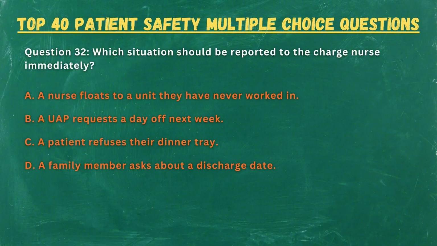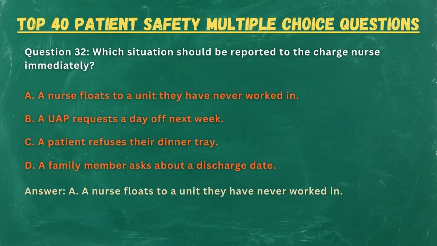Question 32. Which situation should be reported to the charge nurse immediately? A. A nurse floats to a unit they have never worked in. B. A UAP requests a day off next week. C. A patient refuses their dinner tray. D. A family member asks about a discharge date. Answer. A. A nurse floats to a unit they have never worked in.